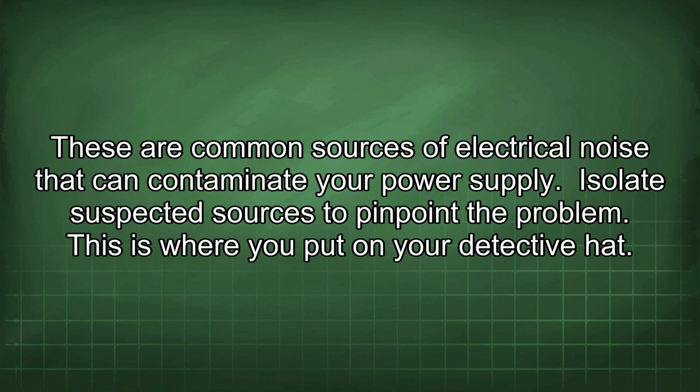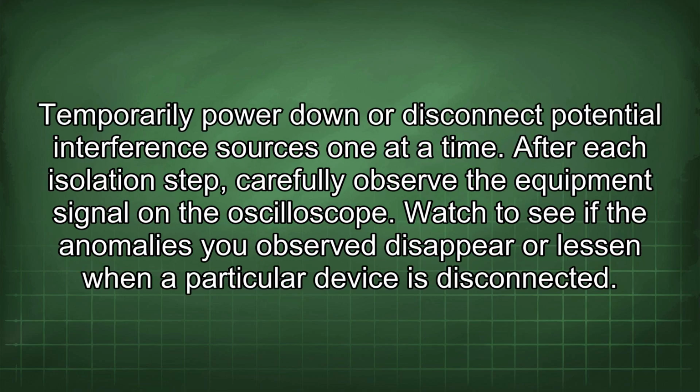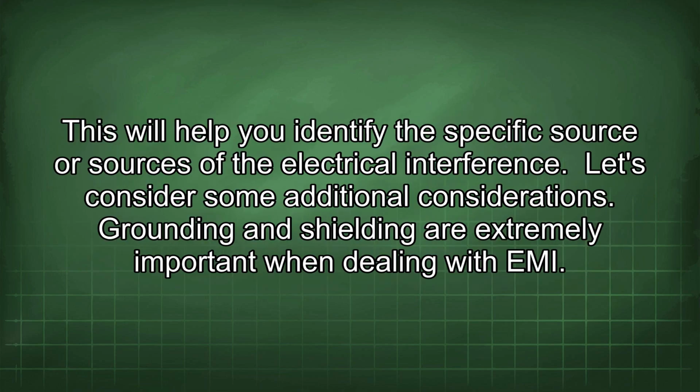Isolate suspected sources to pinpoint the problem. This is where you put on your detective hat. Temporarily power down or disconnect potential interference sources one at a time. After each isolation step, carefully observe the equipment signal on the oscilloscope. Watch to see if the anomalies you observe disappear or lessen when a particular device is disconnected. This will help you identify the specific source or sources of the electrical interference.